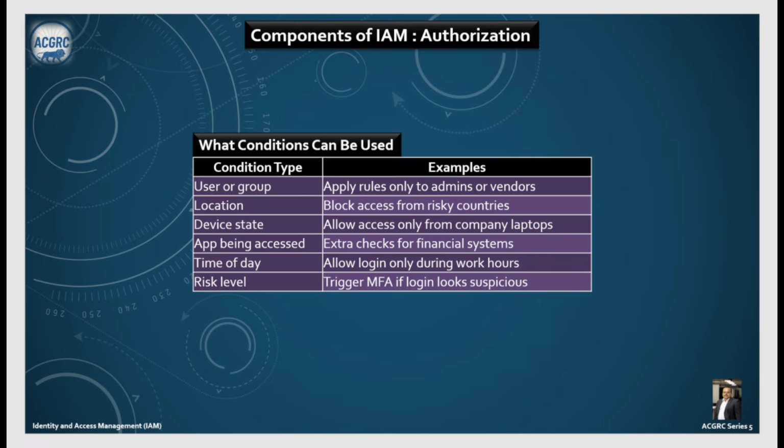What conditions can be used? Well, you can use user or group, wherein you apply rules only to admins or vendors. You can block access from risky countries, allow access only from company laptops, require extra checks for financial systems, allow logins only during working hours, and trigger MFA if a login looks suspicious. So here the different conditions were user or group, location, device state, app being accessed, time of the day, and risk level. So these are the different conditions which can be used.